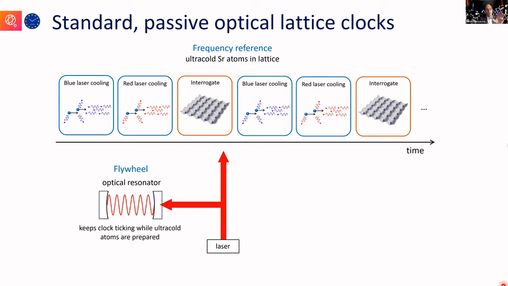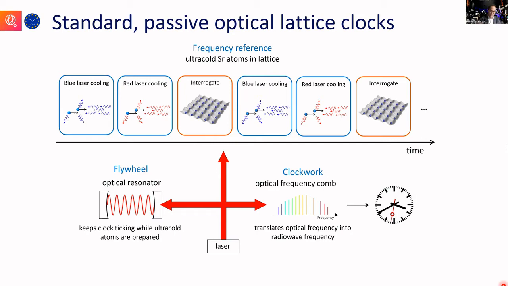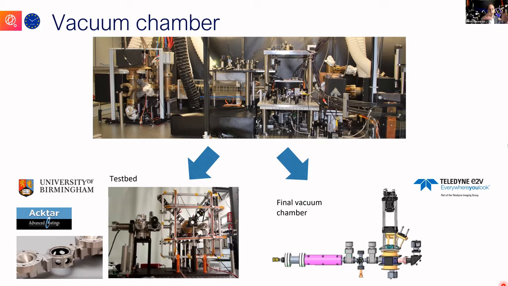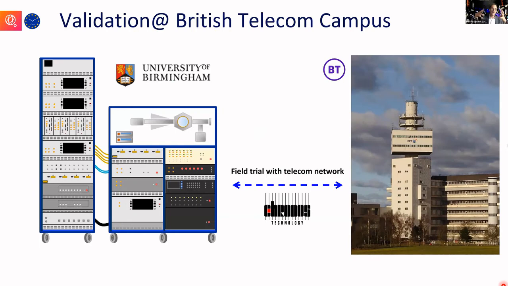Now we have partners which specialize in all these things, and together we integrate all these components. The laser systems are put into rack formats by Toptica, NKT Photonics, and Birmingham. The vacuum chamber has already been simplified by Birmingham and is further going to be simplified by Teledyne E2V for the last version of the clock. Electronics is simplified by Toptica and Teledyne E2V, and everything is assembled in the quantum hub at Birmingham, and then the final clock will be field trialed in a research network node of British Telecom.